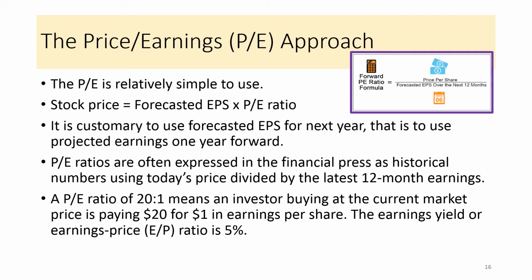The intuition behind the PE ratio is simple. A PE ratio of 20 times means an investor buying at the current market price is paying $20 for $1 in earning per share. Similarly, when a PE ratio of 20 times is paid, the earnings yield or earning price ratio is 1 divided by 20, which is 5%.